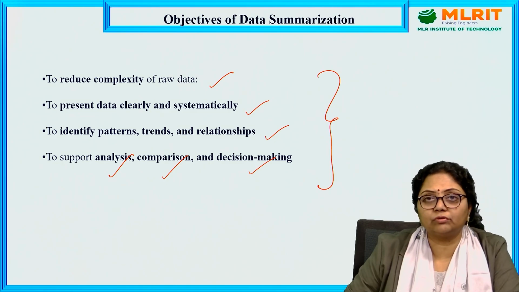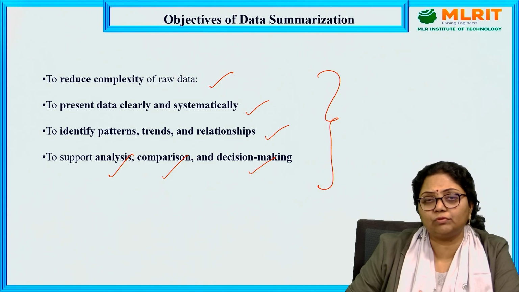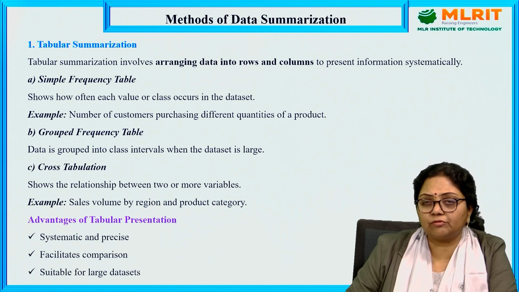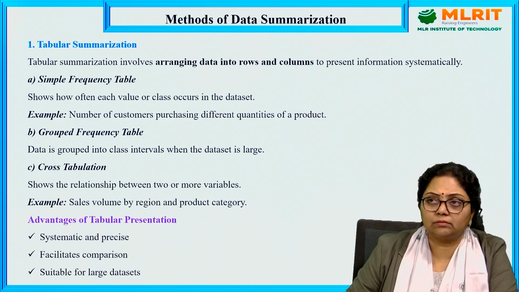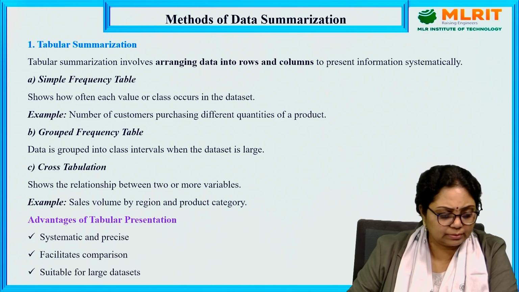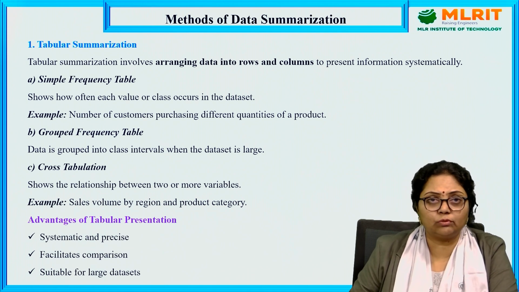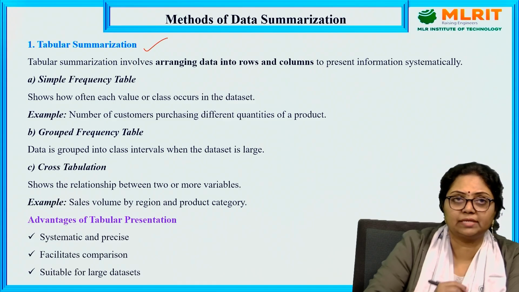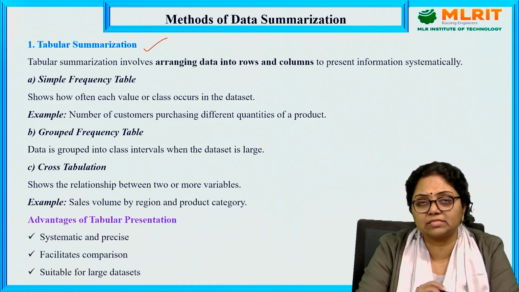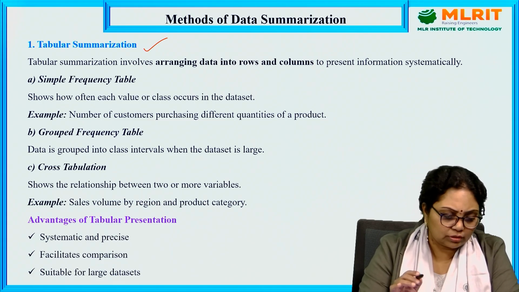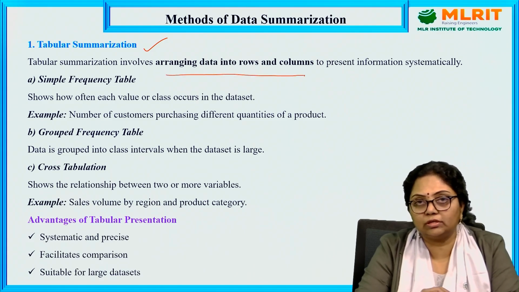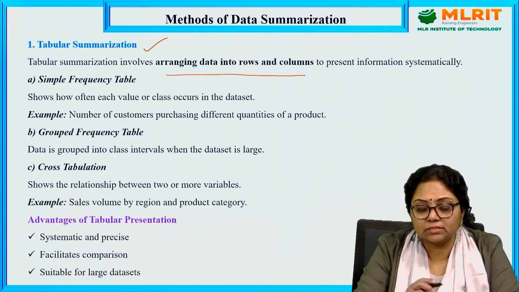Now let's move forward to the different methods. In what ways can we summarize the data? There are various methods, such as tabular form, summaries, and reports, and in those we will explore different varieties. The first and foremost is tabular summarization. As the name signifies, the data is arranged in rows and columns, so that it can be presented systematically.